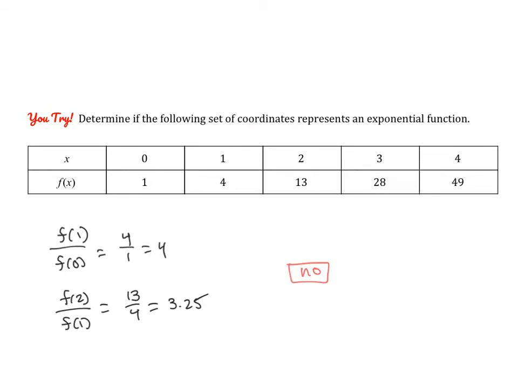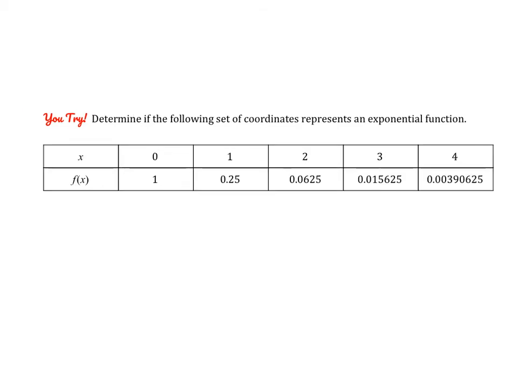Alright, so here, just by checking the first two ratios, f of 1 over f of 0 is 4, f of 2 over f of 1 is 3.25, we can see that it already does not have that common ratio, so this does not represent an exponential function.